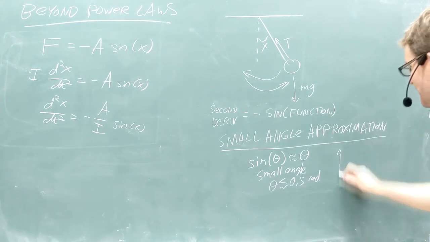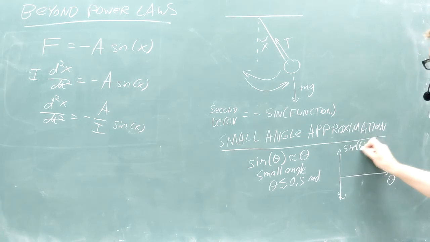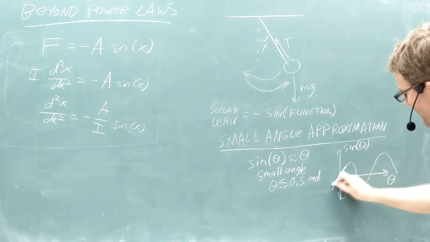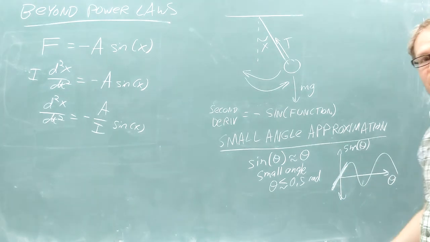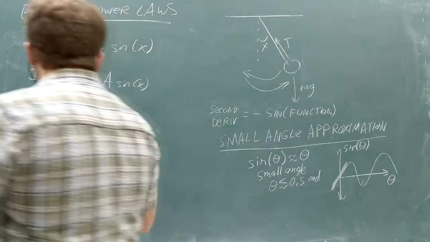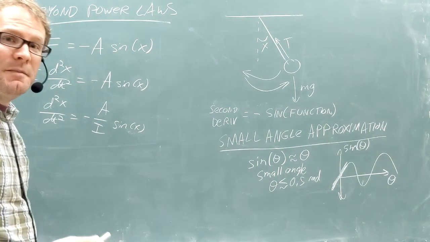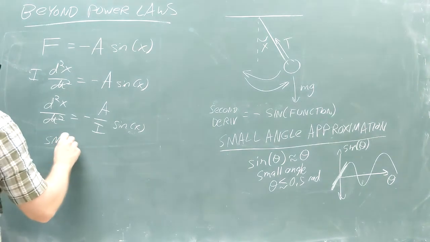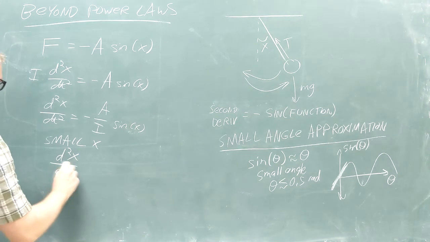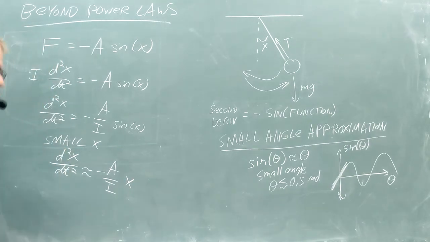Because when you graph sine, here's theta, here's sine of theta. When you graph sine of theta, it goes like this. In that very first part here, it's very close to linear. It's very close to y equals x or y equals theta. So we could approximate this. We could make sure this is a small angle. In that case, your second derivative is approximately equal to negative number times this thing.